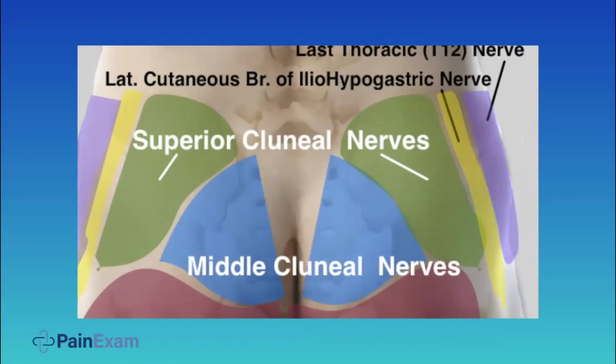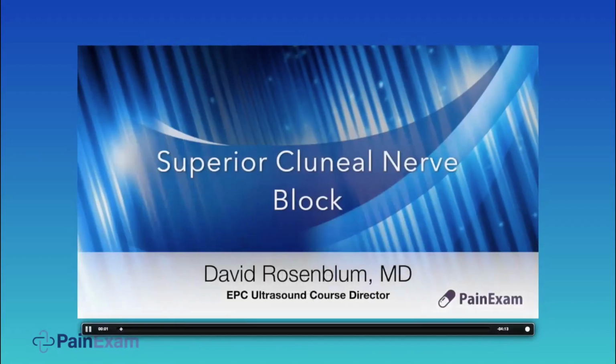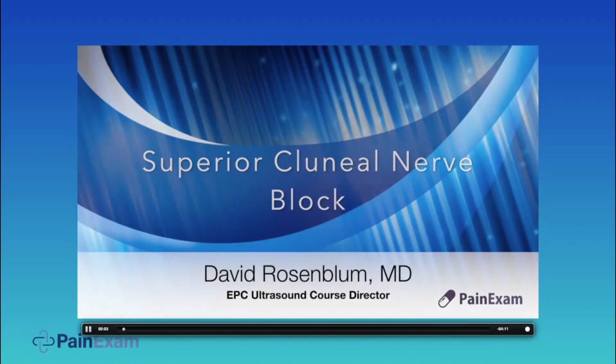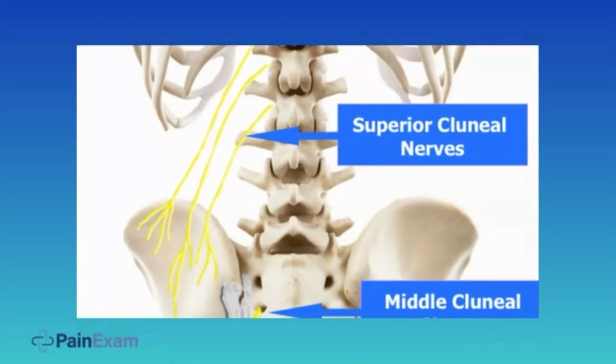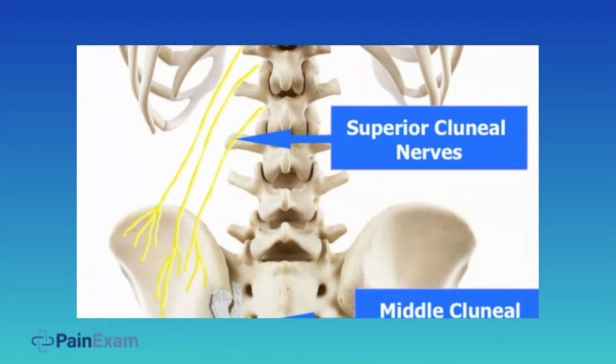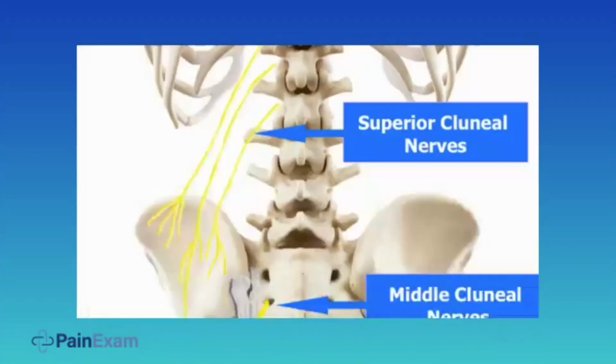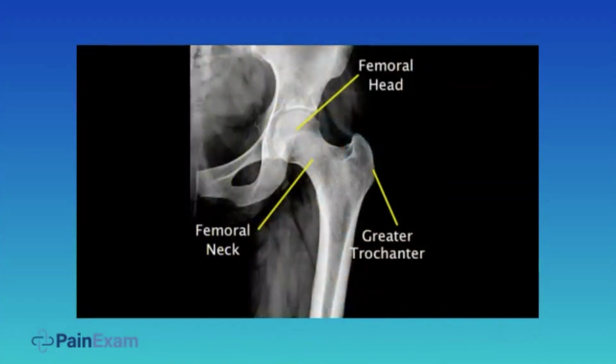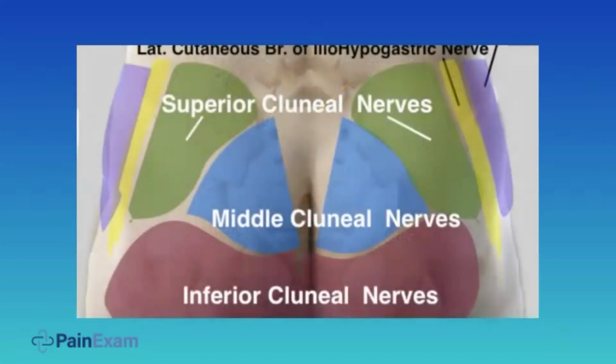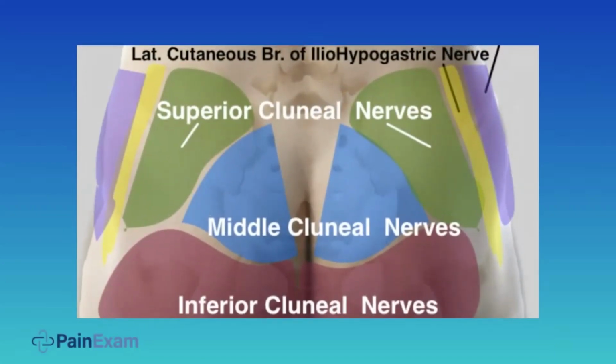Okay, here's just the superior cluneal nerves originate from the dorsal rami of primarily the upper lumbar spinal nerves. The nerves cross the iliac spine to innervate the skin and subcutaneous tissue over the gluteal region. The nerves extend as far as the greater trochanter, and the area of innervation may overlap anterolaterally with the iliohypogastric and lateral femoral cutaneous nerves.